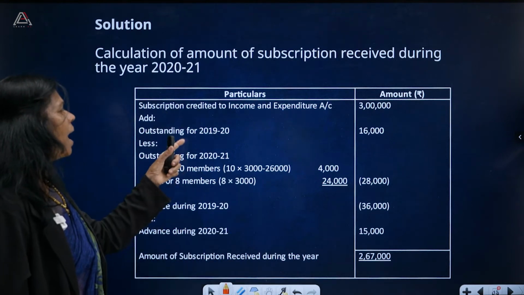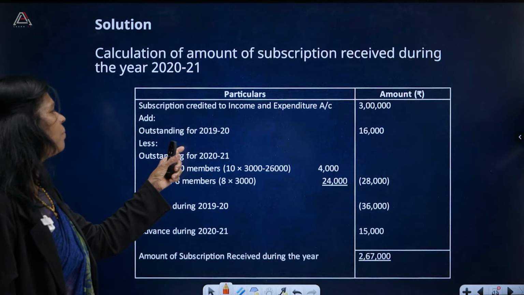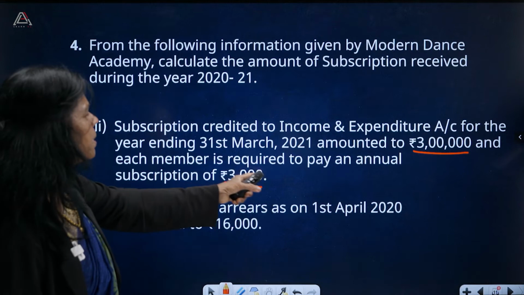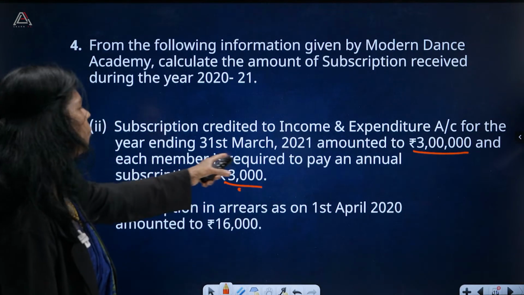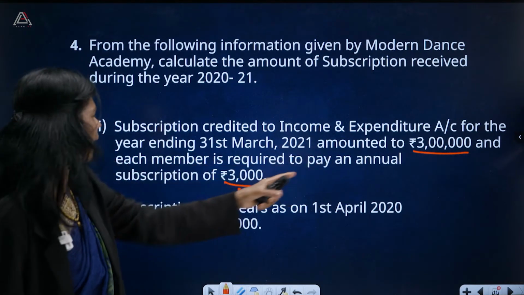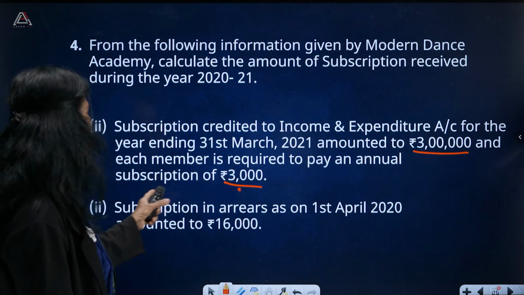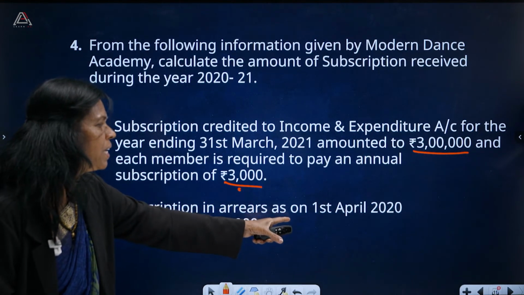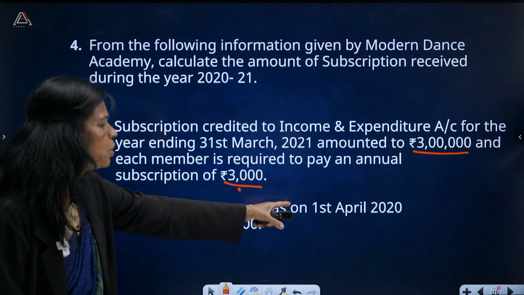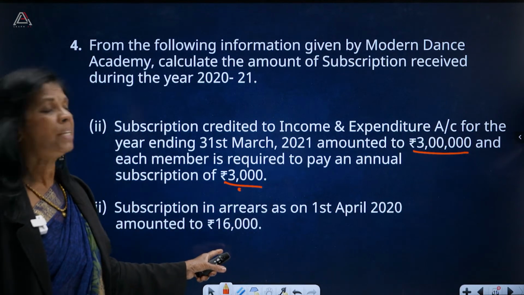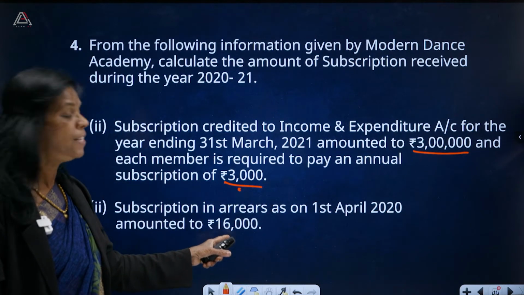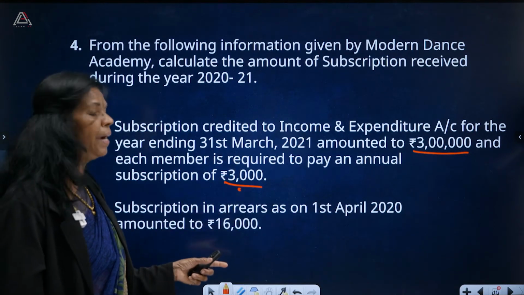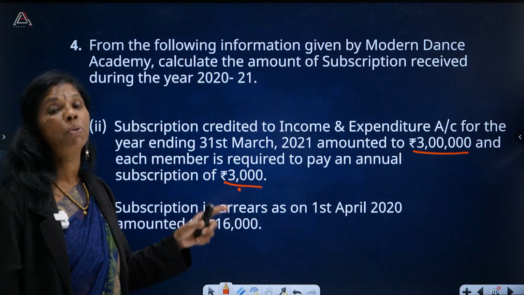Along with that one, previous year outstanding we have to add it. Previous year outstanding it is given in the question. See, subscription credited to income and expenditure account for the year ended amounted to rupees 3 lakh and each member is required to pay an annual subscription rupees 3,000. Then subscription in arrear, previous year. Our current year is 2020-21, previous year arrear is 16,000. This 16,000 we have to add it. Previous year arrear we have to add it, and current year arrear we have to deduct it.